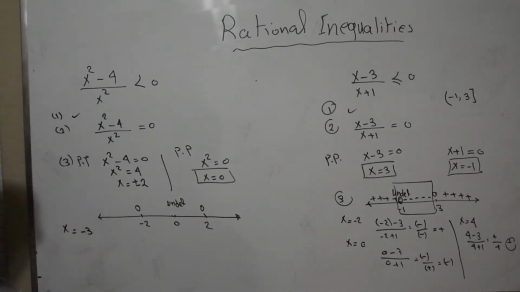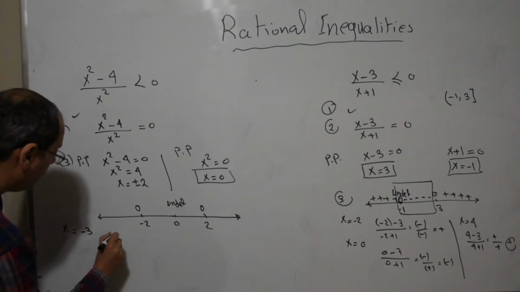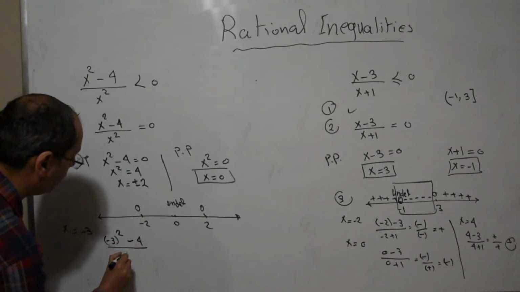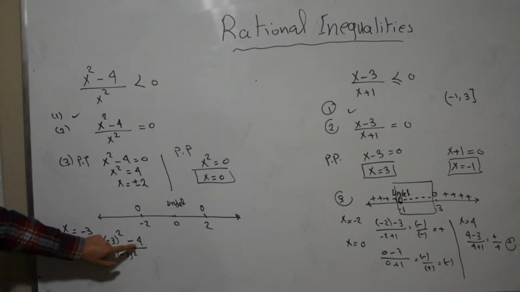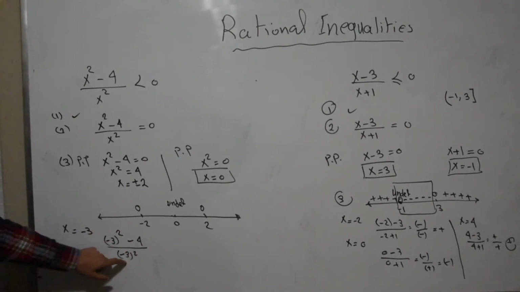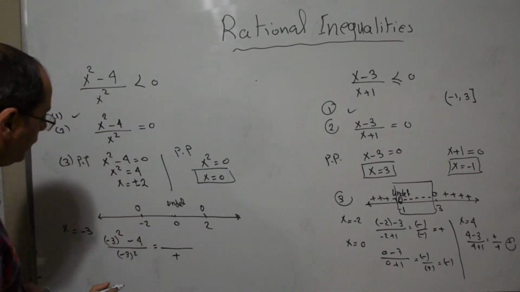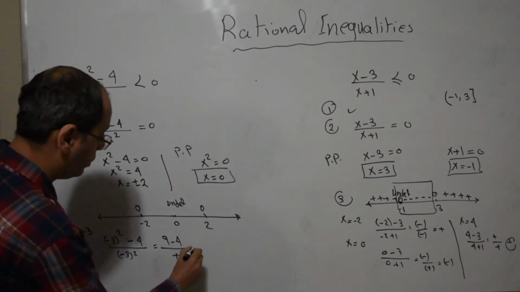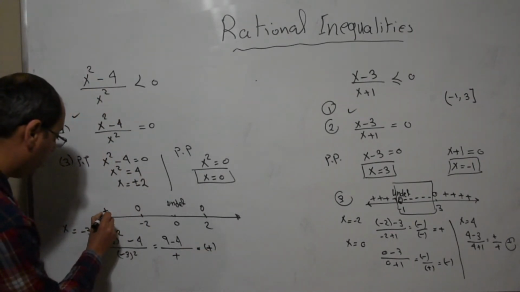Let's say -3. Okay, so I have -3 squared minus 4 divided by -3 squared. Notice what? This is squared, so they are always positive. Basically, the denominator is always positive because it's squared. Here -3 squared is 9 minus 4. This is positive. I have positive over positive is positive. So here is positive.